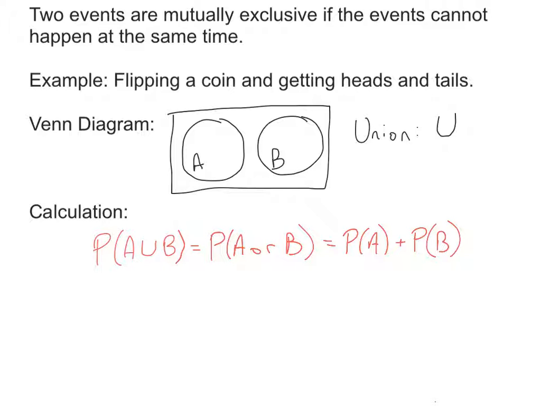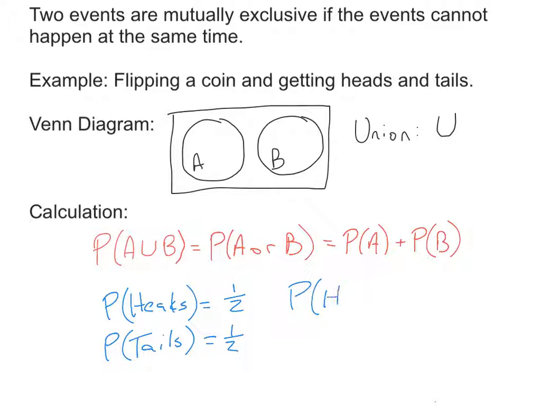So if I'm using my flipping a coin example, the probability that I get heads is 1/2. The probability that I get tails is 1/2. And so the probability that I get heads or tails, or heads union tails, we're putting together the probabilities of both of them. It's 1/2 plus 1/2, or really it's 1, because that's my full set. That's everything that could possibly happen.